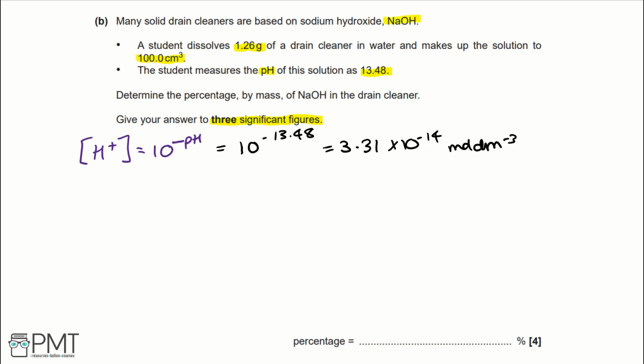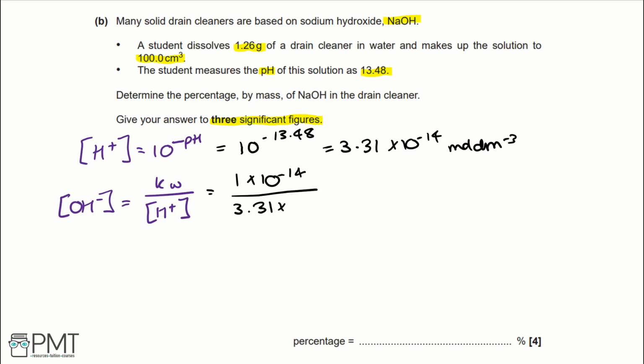But we're dealing with a strong base, sodium hydroxide, so we need to work out the concentration of OH- ions, which will be Kw divided by the concentration of H+ ions. In this question, you get given the value of Kw in your data sheet, and that is 1 × 10^-14. And then we divide it by the concentration of H+ ions, which we've worked out is 3.31 × 10^-14, which gives us an OH- concentration of 0.302 moles per decimeter cubed.